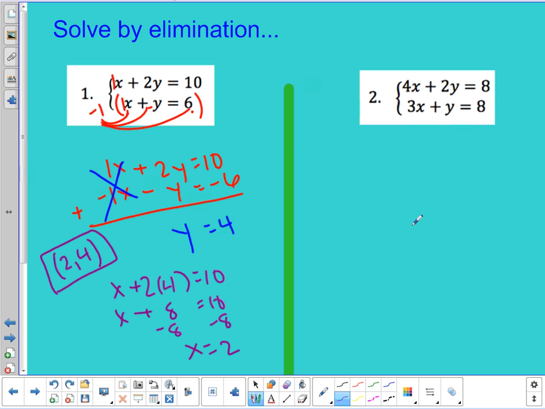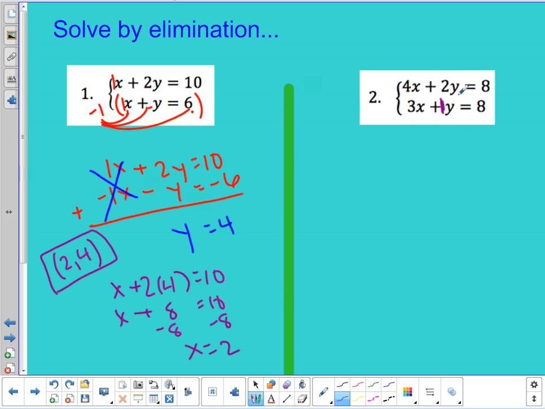Now let's take a look at number 2. I have 4x plus 2y is equal to 8, and 3x plus y is equal to 8. So I don't have coefficients of the same number. That's a problem. I need to fix that. And I don't have coefficients that are opposites, so I need to fix that as well. I do notice, however, my eye is drawn to this y right here because it has a 1 coefficient. Anytime you have a 1 for a coefficient, that makes it really easy to change.